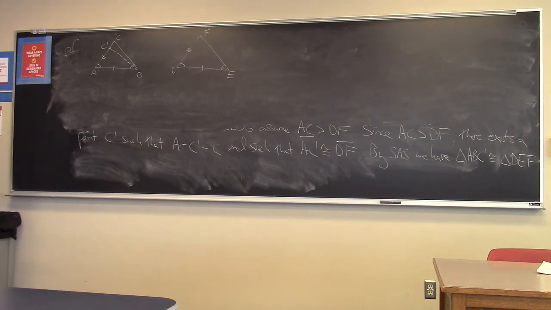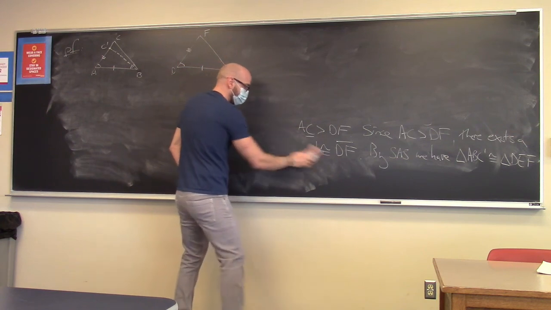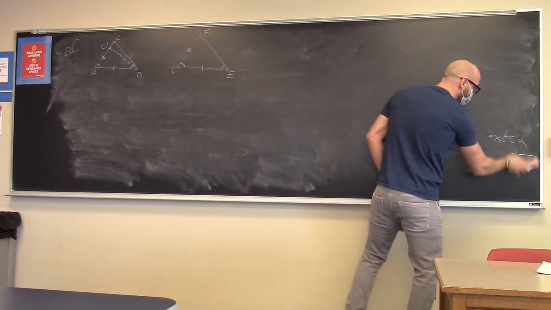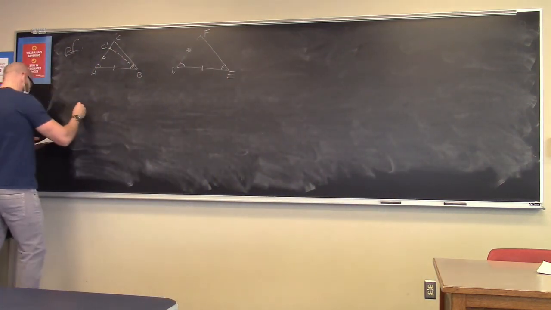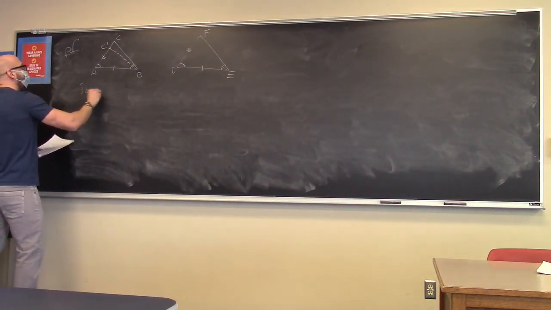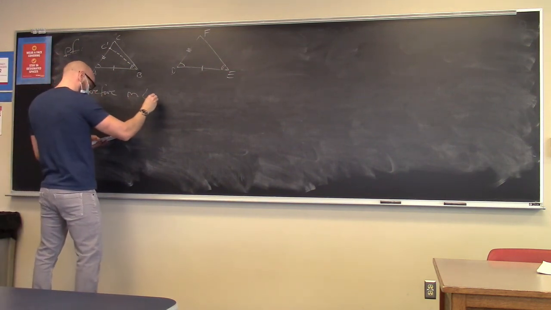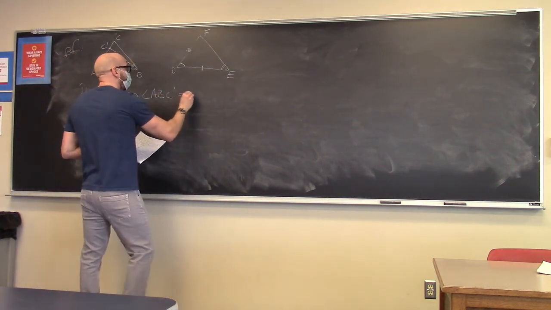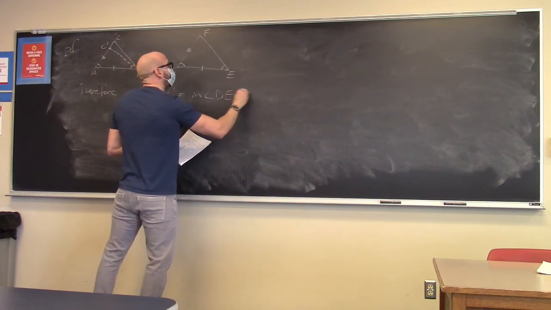Can I erase? Okay. Well, now let's make some observations about what the measures of these angles have to be in this case, because the contradiction is coming. So therefore, the measure of angle ABC prime is the measure of angle DEF.